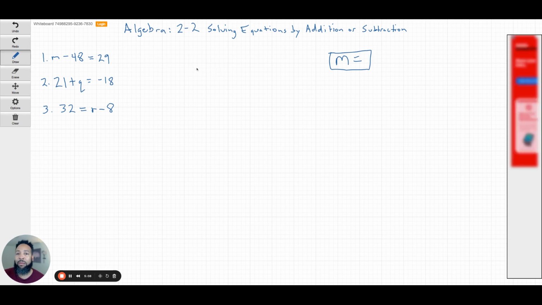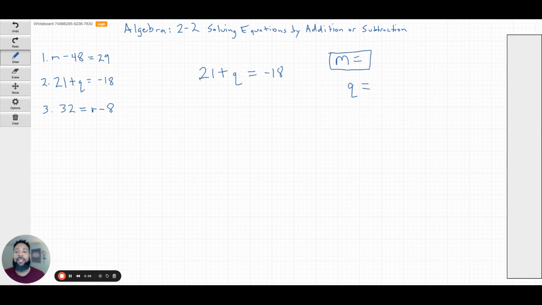So the next problem is 21 plus q equals negative 18. So remember, 21 plus something equals negative 18. We're trying to find q. So remember, we're trying to get q by itself. We want our problem to look like q equals this. So how do we do that?